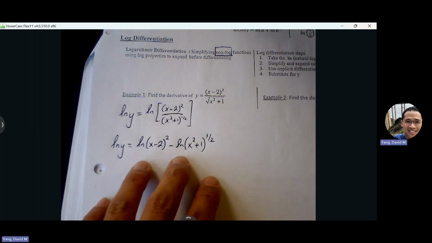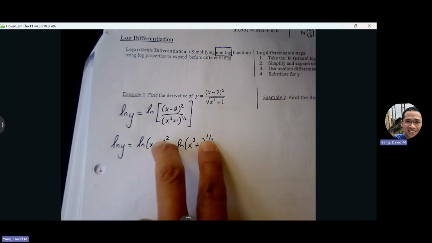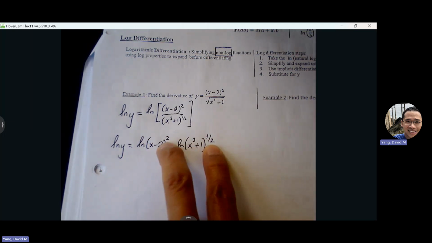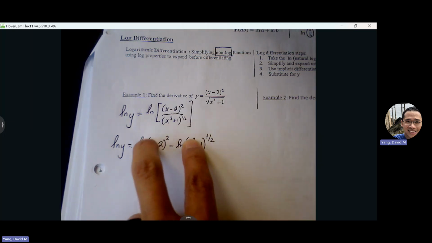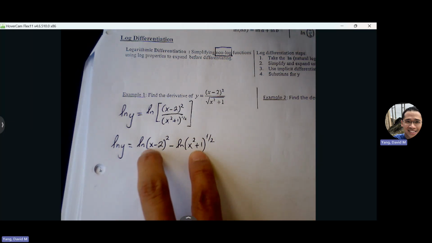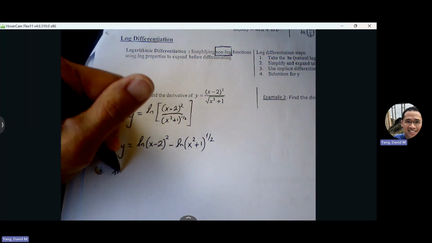And at this stage, we could find the derivative, but we can bring the exponents down as well because there's also a power property that allows us to bring the exponent down, and that will simplify our derivative process. We can avoid chain rule. So we're going to bring the 2 and the 1/2 down. So we're still in the cleanup stage here.